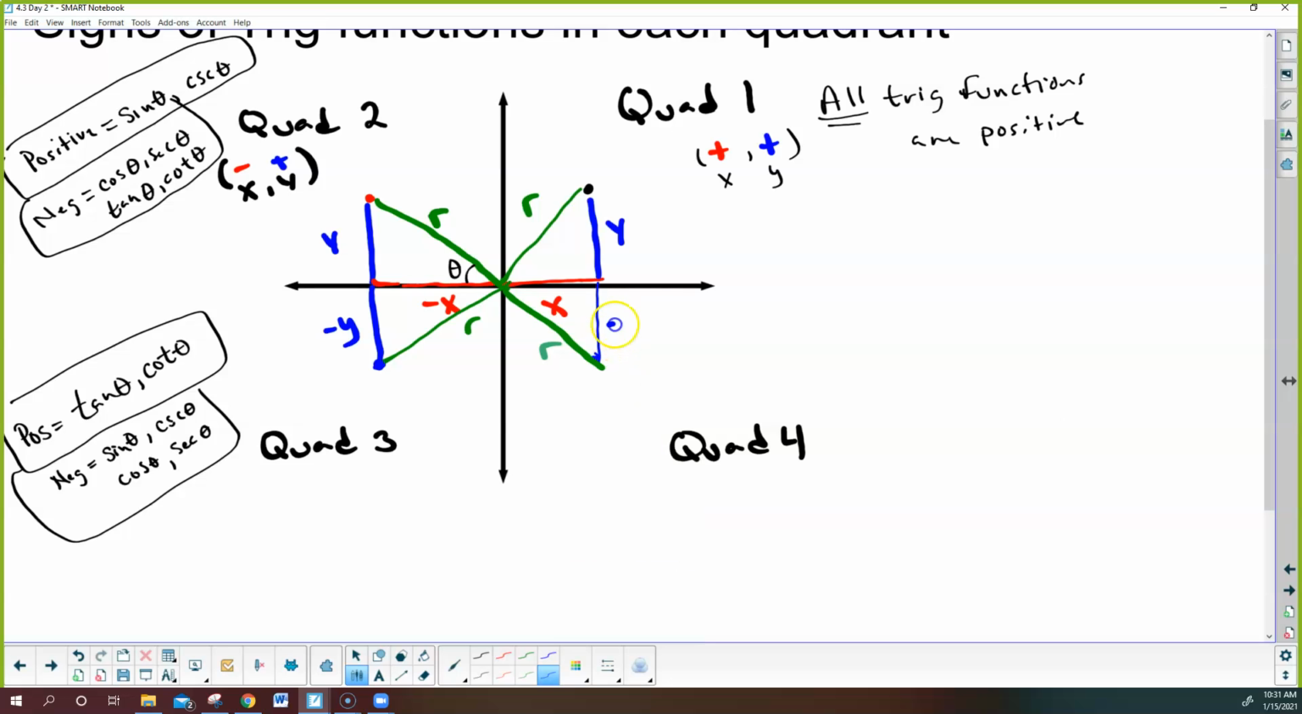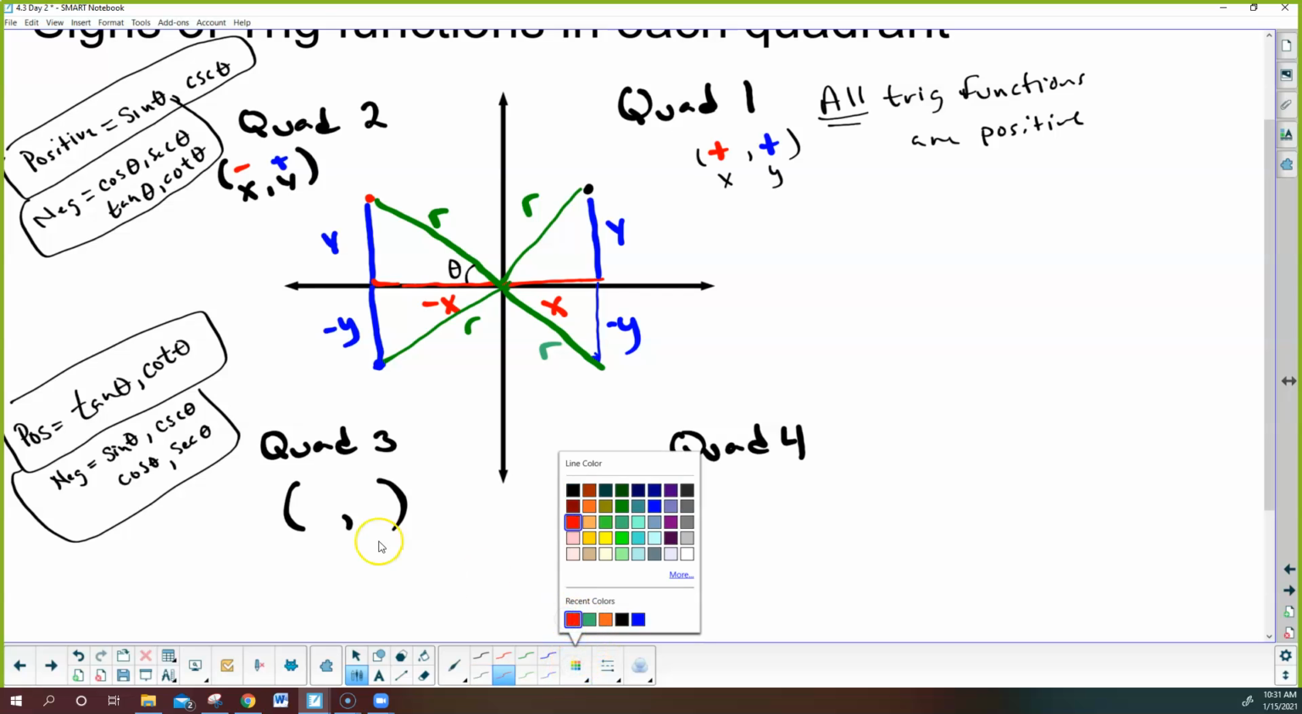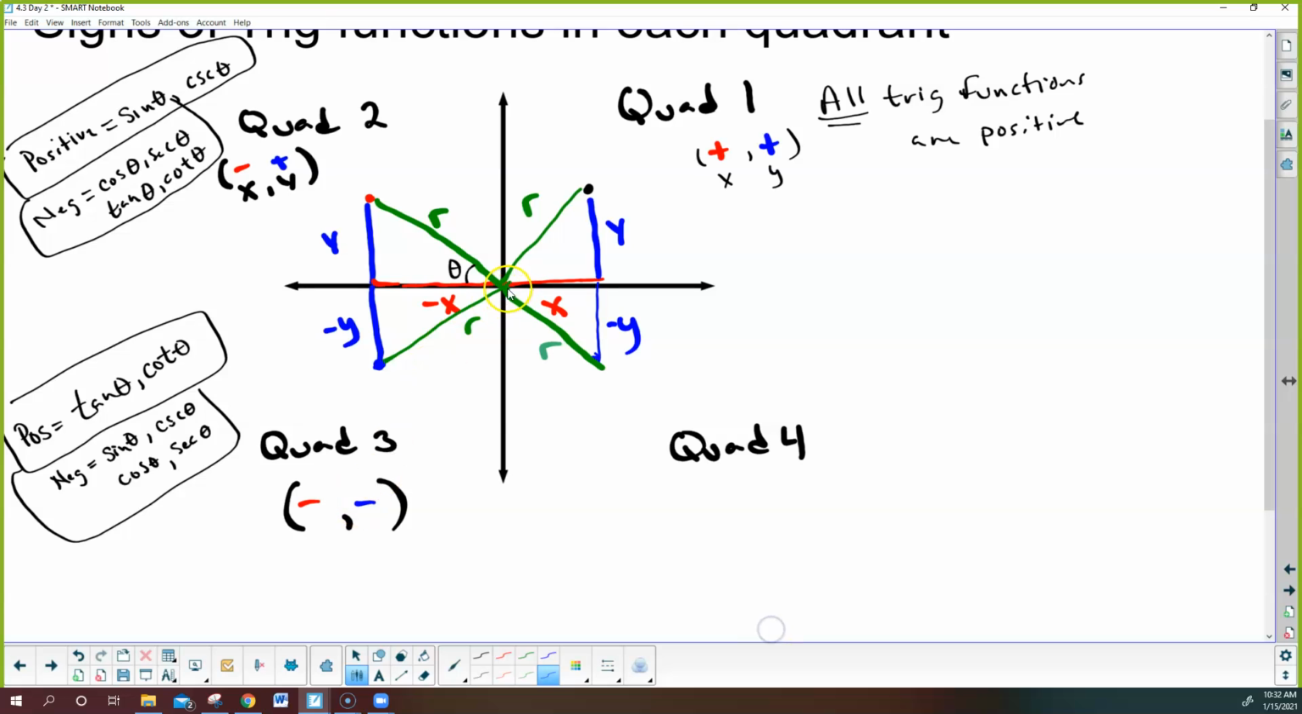Okay, last one. So what happens if I'm in quadrant 4? Oops, I forgot to do this for quadrant 3. What do we know about any point in quadrant 3? Well, my x was negative and my y was negative because I go over to the left and down. So any of these points would be negative, negative, and that's kind of going to help us remember how tangent and cotangent are the only positives.